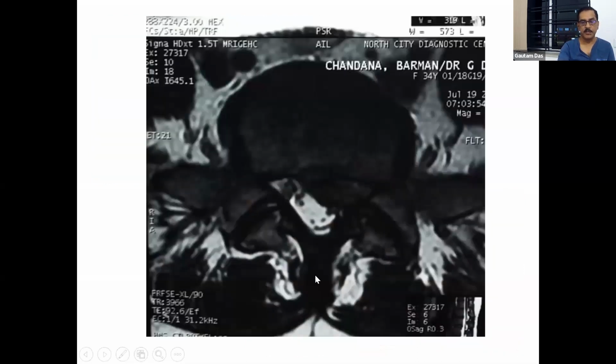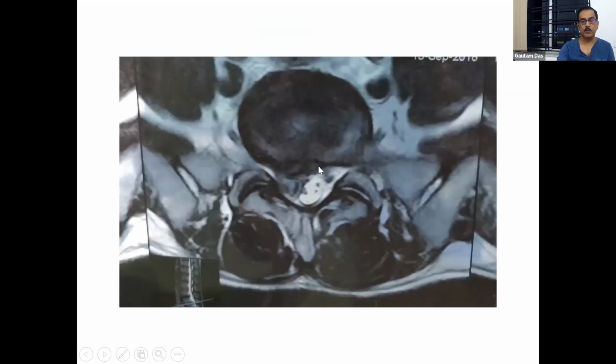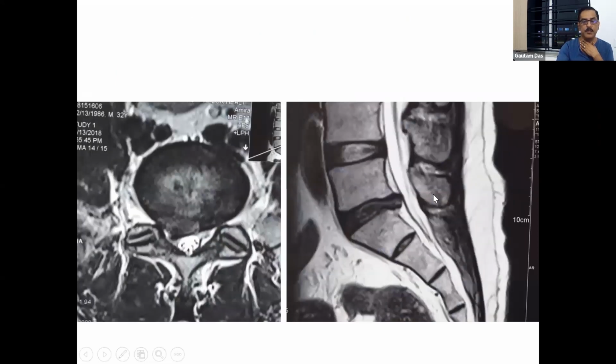Okay, here it's a very huge prolapse. Again similar, and here you can see the traversing nerve root is completely obliterated. So this is your supraarticular process, infraarticular process. So this is again the traversing nerve root that will be completely obliterated. Here also you see this is the traversing nerve root. This is the commonest type of prolapse.